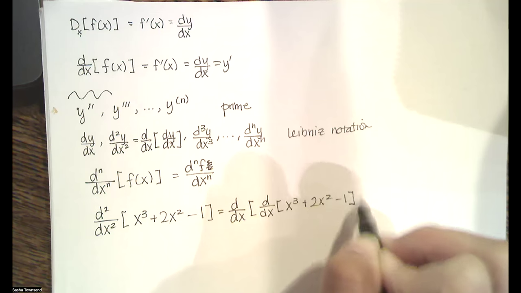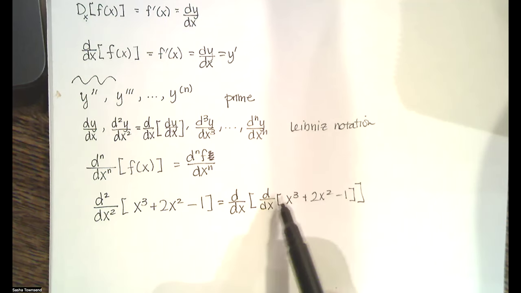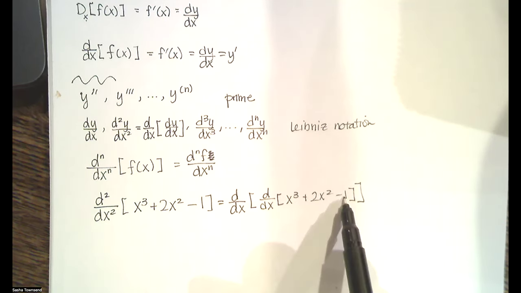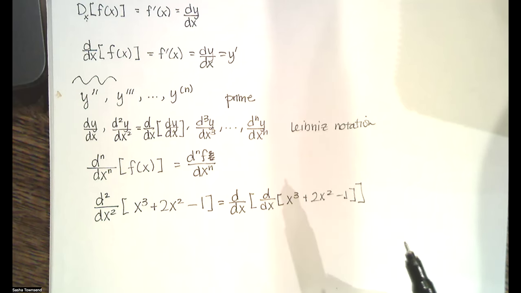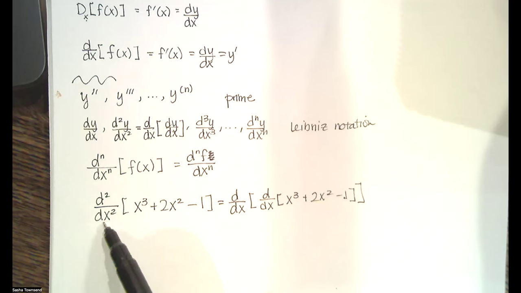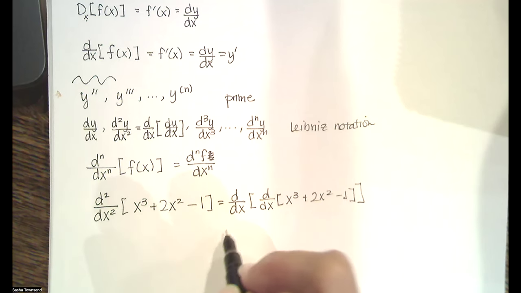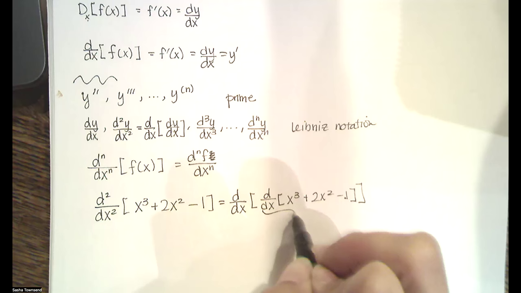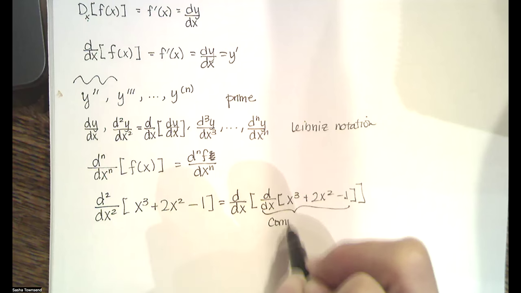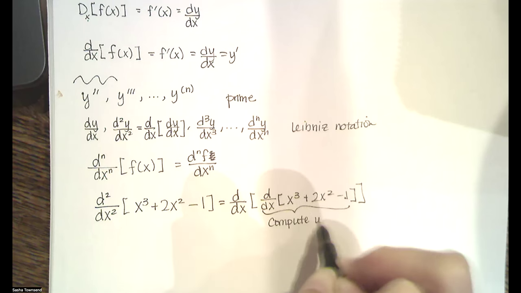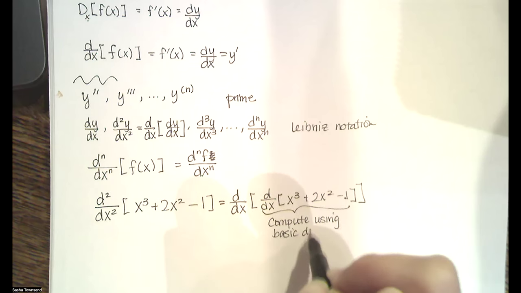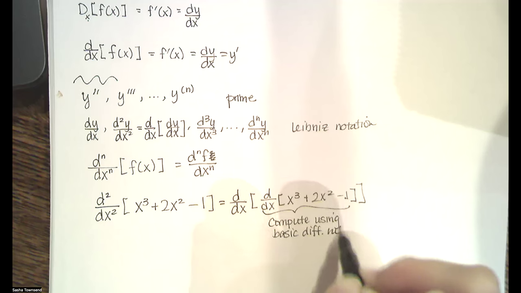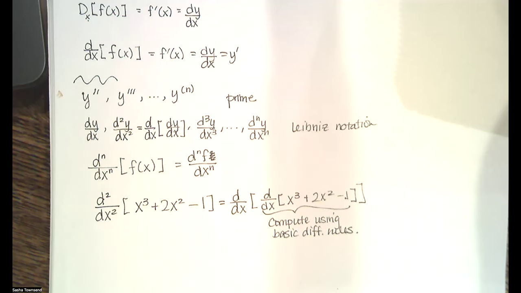And we're going to learn shortcuts for computing these derivatives. So we would compute this derivative first using those shortcuts, and then we'll take the derivative of the result to get the second derivative. And let's just say we'll compute this using basic differentiation rules. And those basic differentiation rules will be derived in another video.